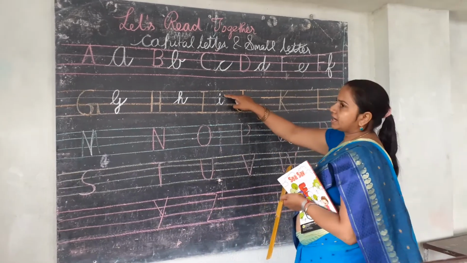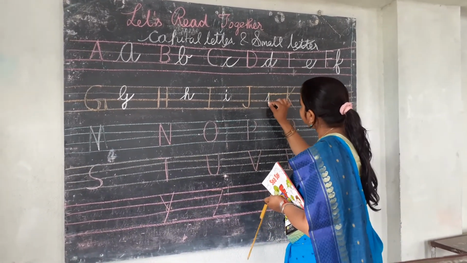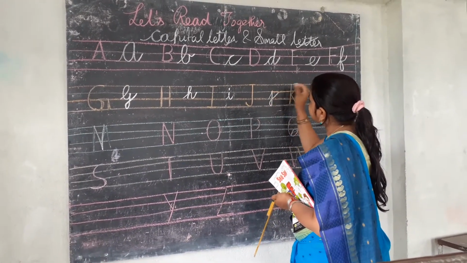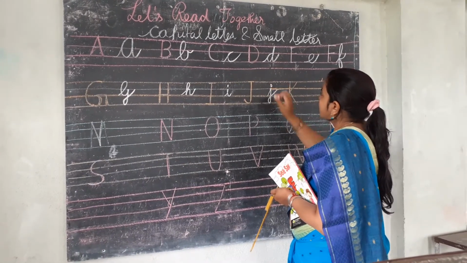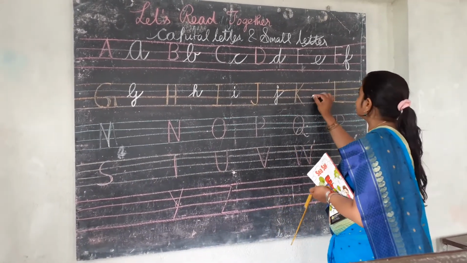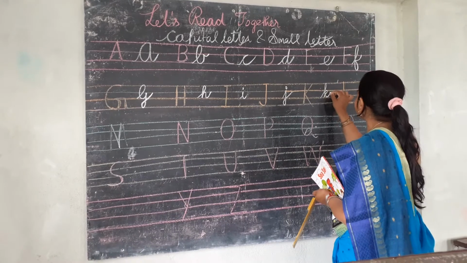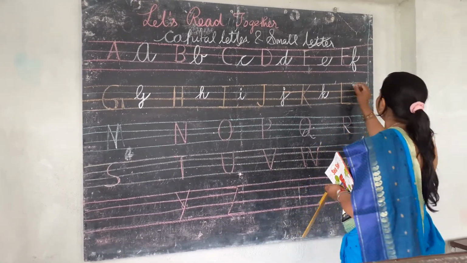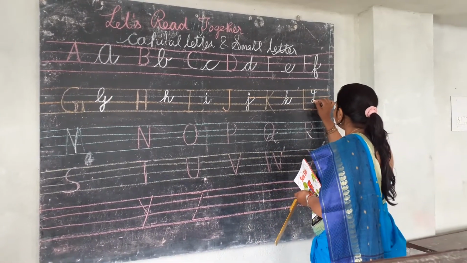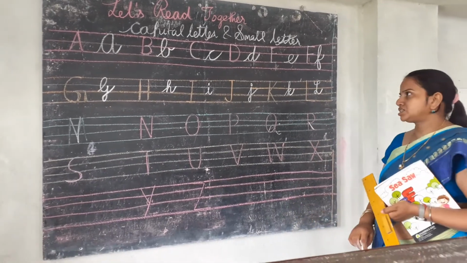Okay, then keep a dot here. And then we have a J in the fourth line. You can touch like that and take the tail up. And this is your J. And then we'll make a K. And then we have an L here. L. Similarly, you'll touch it up.